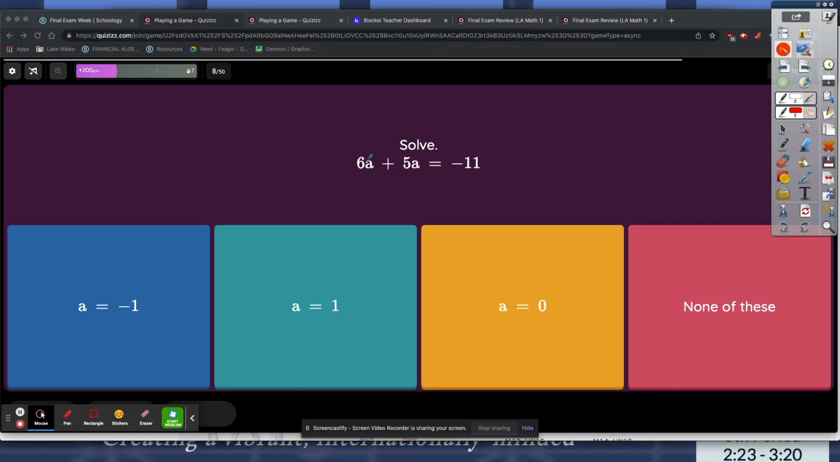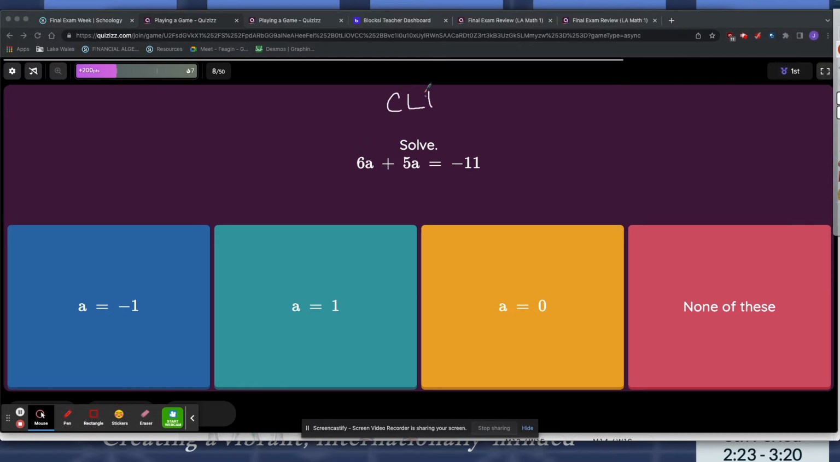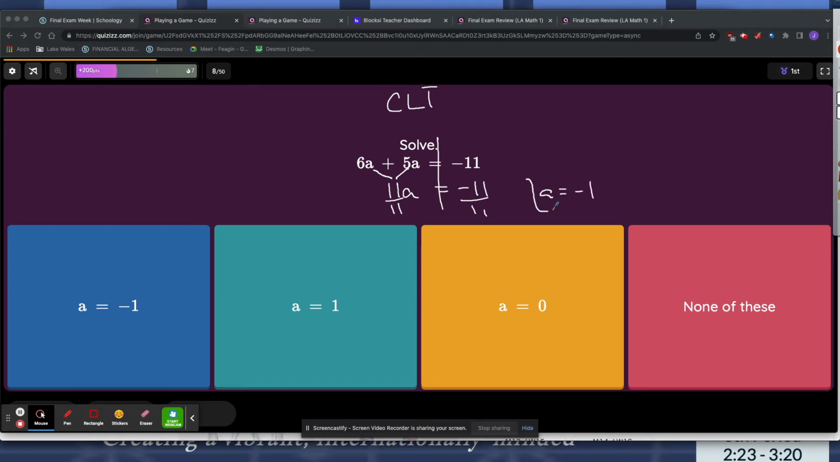All right, so this one here, we got to combine like terms on this guy here, because both of these are A's. I got 6 A's in one pocket, 5 in the other. That should give me 11 A's. Make sure we combine like terms right here. Divide by 11 on both sides. Since we have multiplication here, A is equal to negative 1.